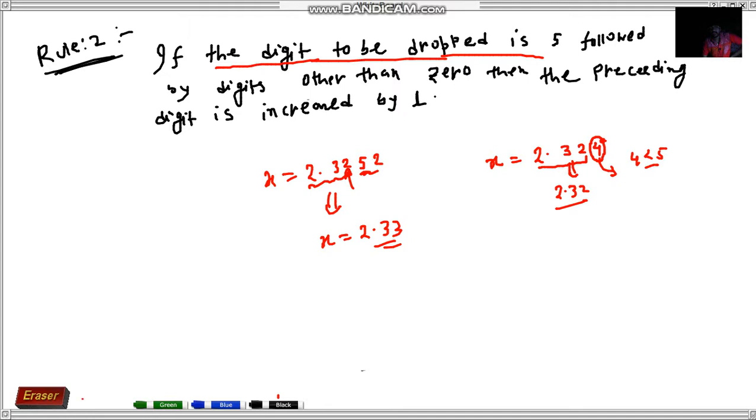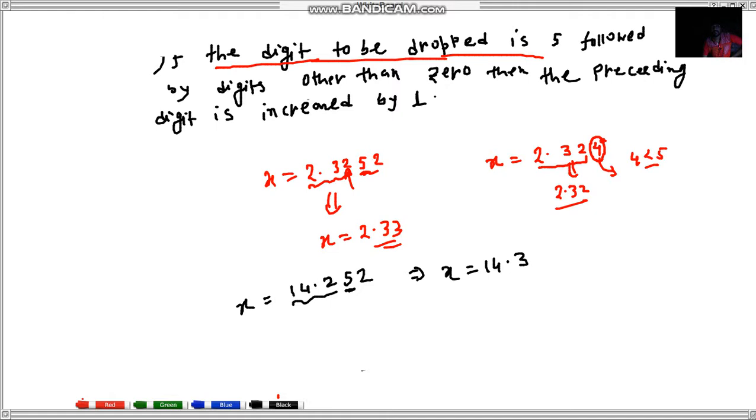Similarly, if we have another example, suppose x equals 14.252, and we are asked to round this up to 1 decimal place, then it will be x equals 14.3, because this 5 has to be dropped here. So if we are asked to drop the digit 5 and after 5 there are no zeros but something else, then the digit up to which we are rounding is increased by 1. So this is the thing. But if after 5 there is 0, then the scenario will be different, and let me discuss that also.